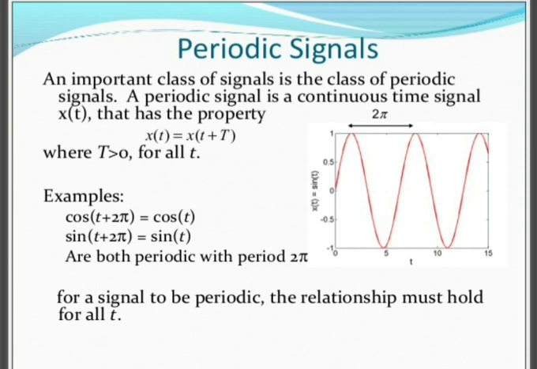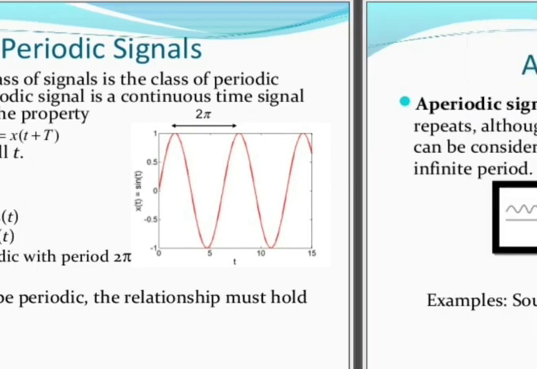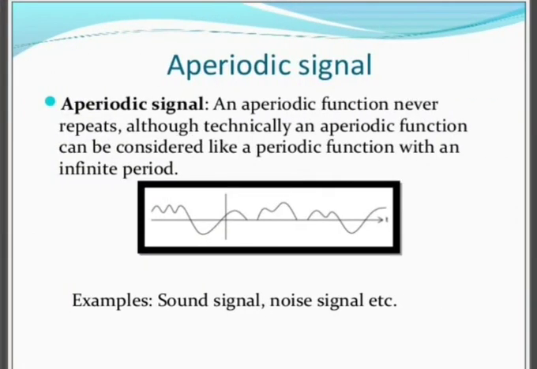If a signal does not repeat after some time period, then it is called a non-periodic or aperiodic signal. An aperiodic function never repeats, although technically an aperiodic function can be considered like a periodic function with an infinite period. For example, sound signal, noise signal, etc. A periodic DT signal is obtained by performing the sampling of a CT, that is continuous time, sine wave, and this DT signal repeats after N samples, so its fundamental period is N.